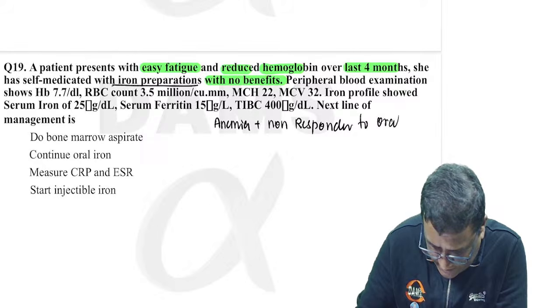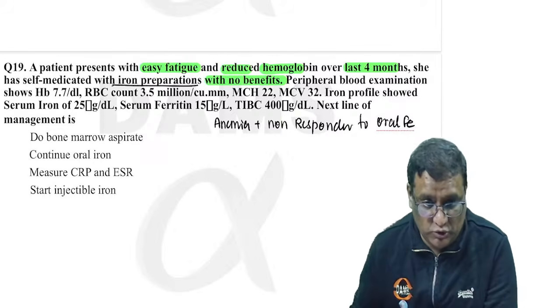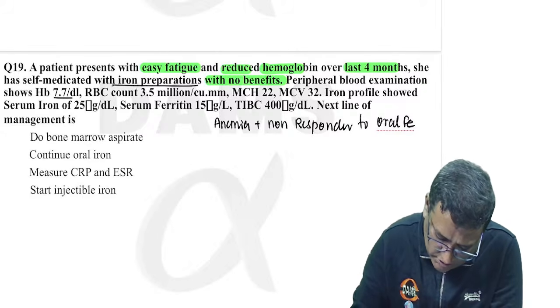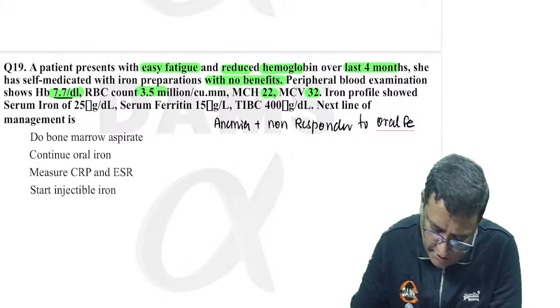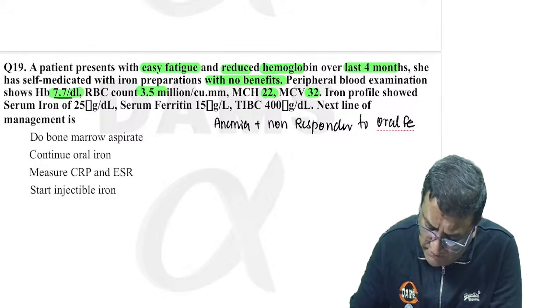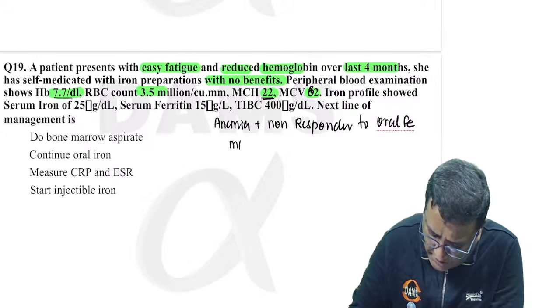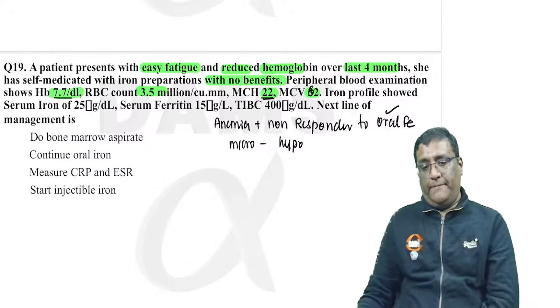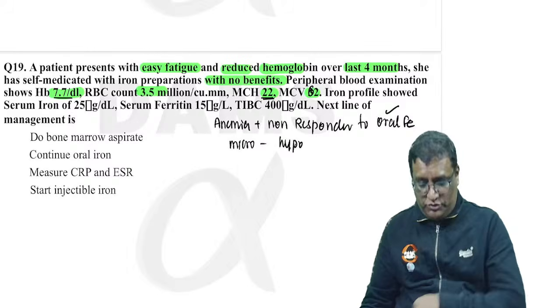Non-responder to oral iron. So it could be something else other than iron deficiency, or there could be malabsorption also. Peripheral blood examination shows hemoglobin 7.7. RBC count 3.5 million. Okay, RBC count is low, hemoglobin is also low. MCH 22, MCV 62 should have been the answer anyway. MCH is 22. Definitely microcytic hypochromic anemia, again not responding to oral iron. It will not be an iron deficiency, it will be a malabsorption of oral iron if it is there.